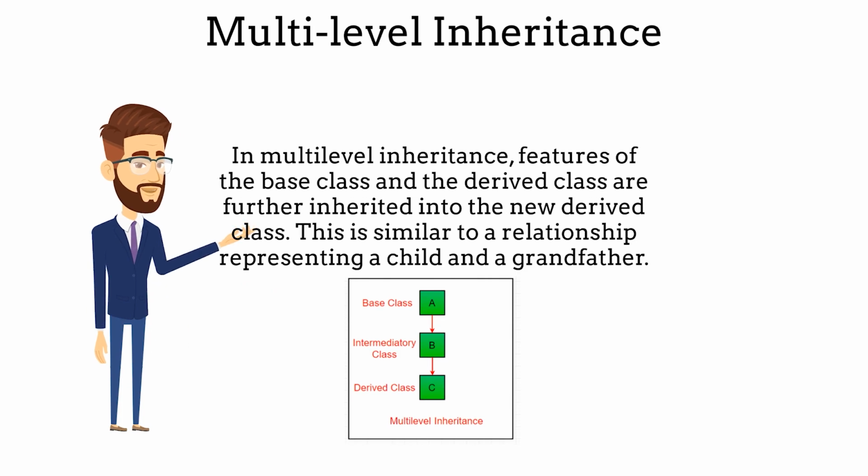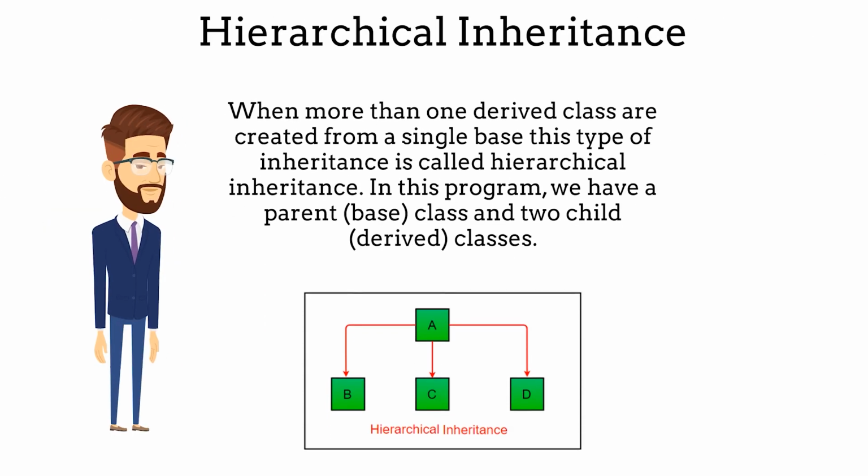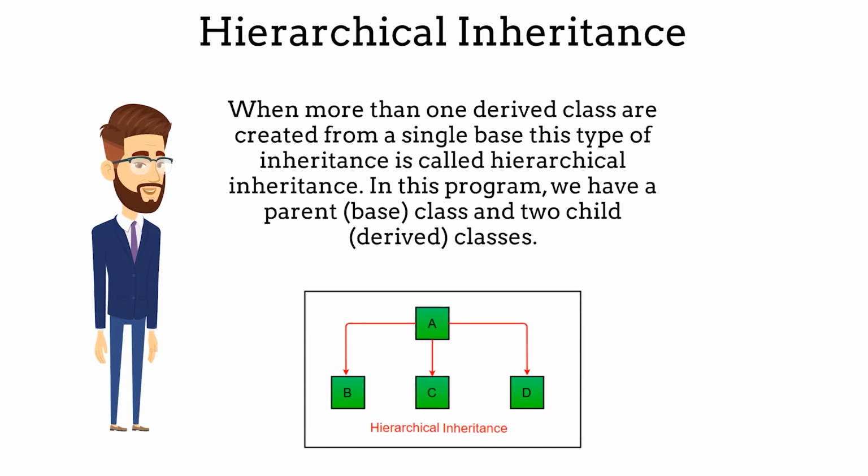Multi-level inheritance. In multi-level inheritance, features of the base class and the derived class are further inherited into the new derived class. This is similar to a relationship representing a child and a grandfather. The given image is the visual representation of multi-level inheritance. Hierarchical inheritance. When more than one derived class is created from a single base, this type of inheritance is called hierarchical inheritance. In this program, we have a parent, base, class and 2 child, derived, classes. The given image is the visual representation of hierarchical inheritance.